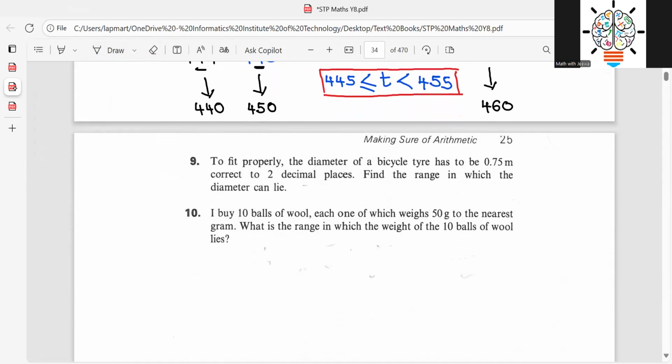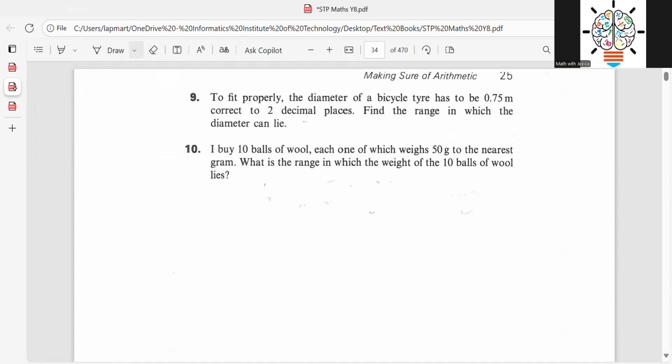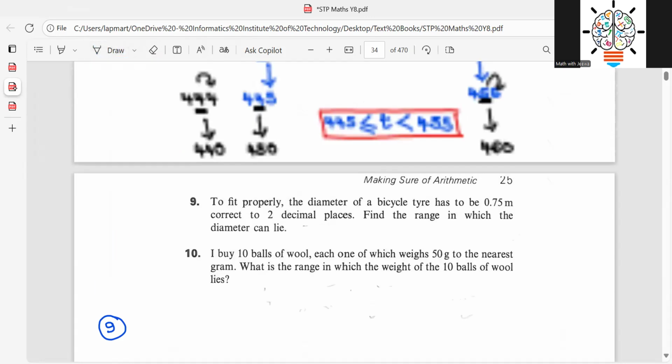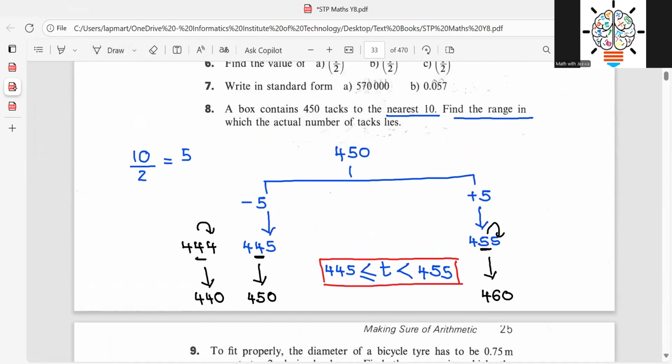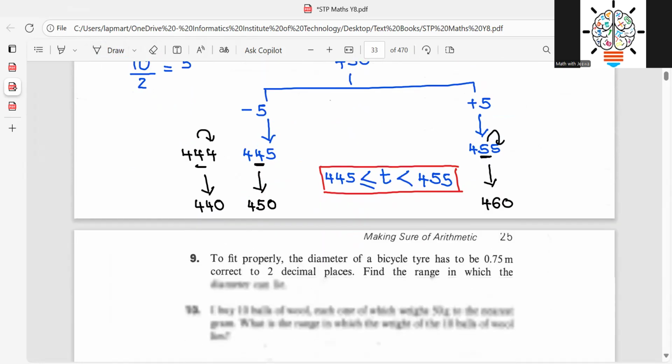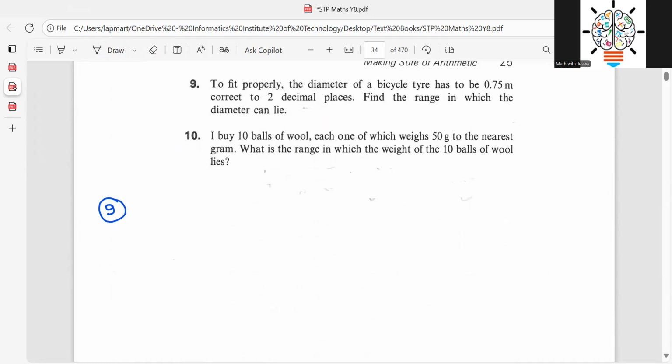To fit properly, the diameter of a bicycle tire has to be 0.75 correct to 2 decimal places. Children, look at this carefully. In the earlier one, they told us the nearest 10, no? I wrote 10 and divided by 2. Now this time they are telling us the nearest 2 decimal places. So if you can remember 0.01, I write it with 2 decimal places and I divide this by 2, right? Whatever it is, you divide this by 2, it gives me the answer 0.005.